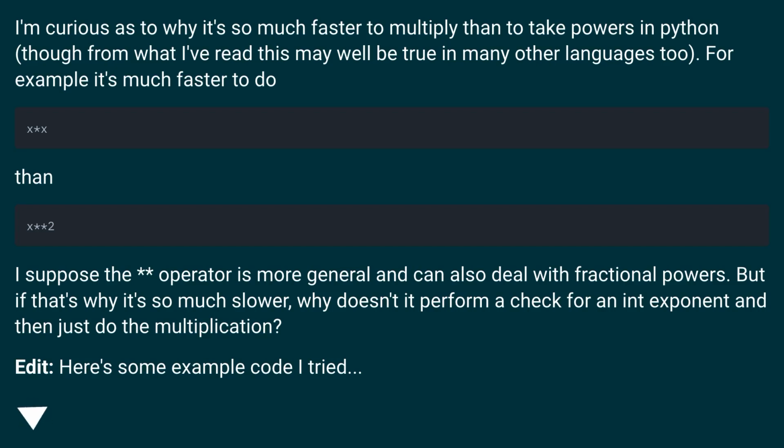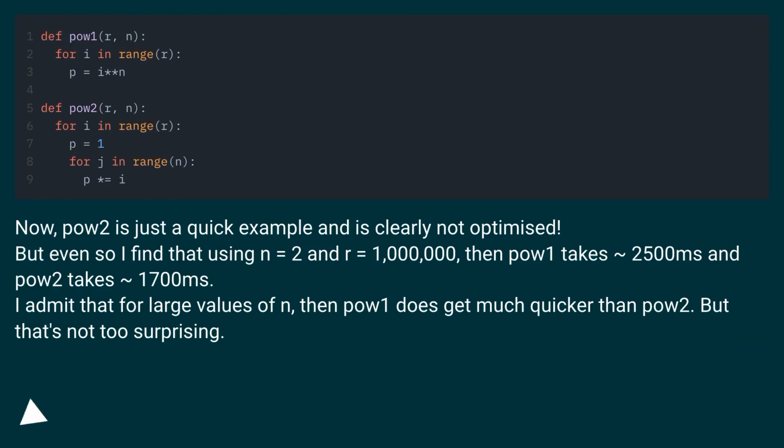Edit. Here's some example code I tried. Now pow2 is just a quick example and is clearly not optimized. But even so, I find that using n equals 2 and r equals 1 million, then pow1 takes 2500 milliseconds, and pow2 takes 1700 milliseconds. I admit that for large values of n, then pow1 does get much quicker than pow2. But that's not too surprising.